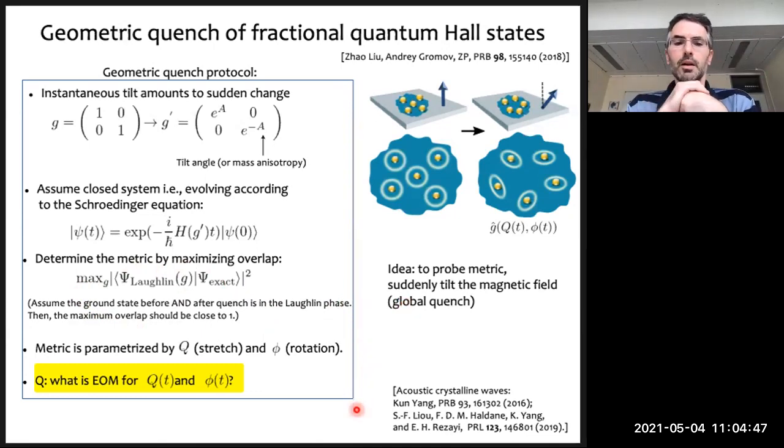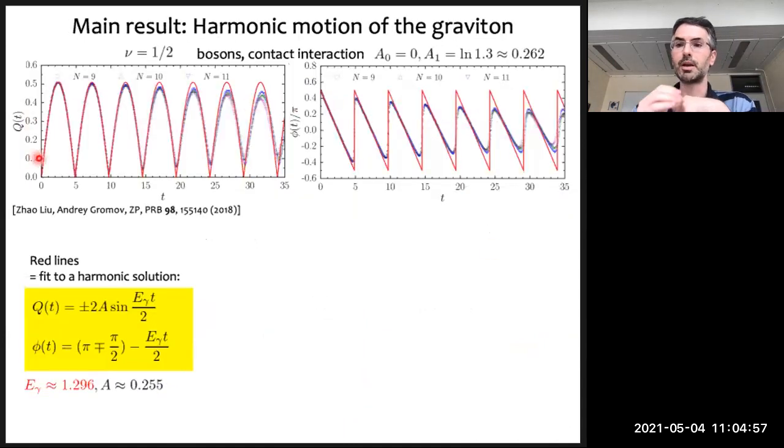Okay. So first we looked at these kinds of quenches, and so here are some results of doing that. This is the dynamics for these metric parameters Q and phi as a function of time. And this is done for the Laughlin state of bosons with contact interaction, where we change the anisotropy essentially by 30%. So this parameter A, which is essentially the mass anisotropy, is changed from 0 to something like 0.3.